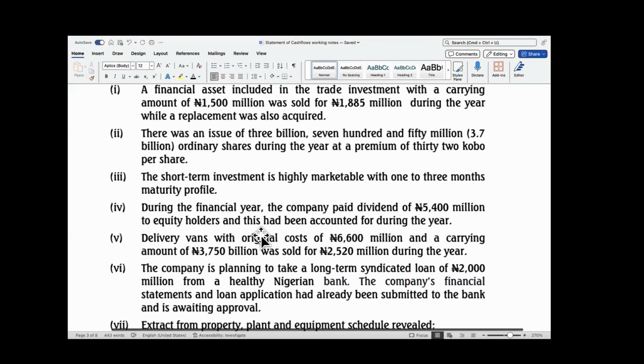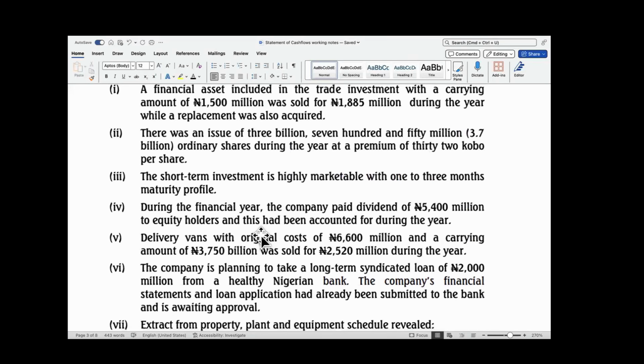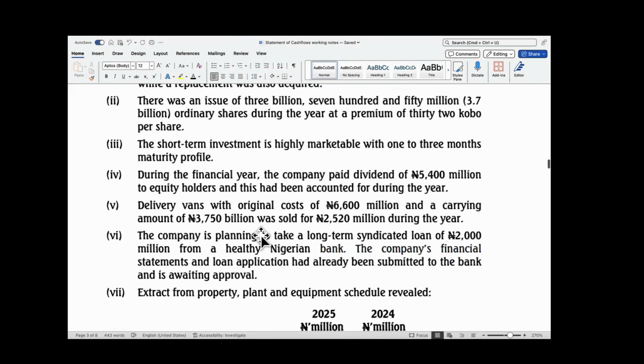During the year, the company paid a dividend of 5.4 million to equity holders, and this had been accounted for during the year. Delivery vans with original cost of 6.6 and a carrying amount of 3.7 were sold for 2.5 during the year. The company is planning to take a long-term syndicated loan of 2,000 million, or 2 billion, from a healthy Nigerian bank. The company financial statement and a loan application had already been submitted to the bank and is awaiting approval.